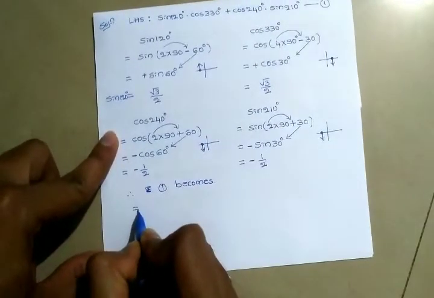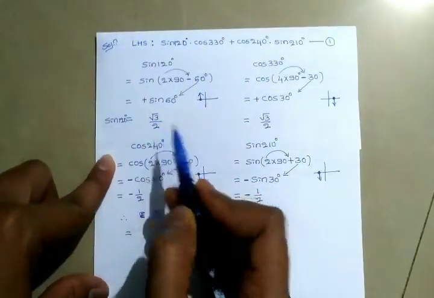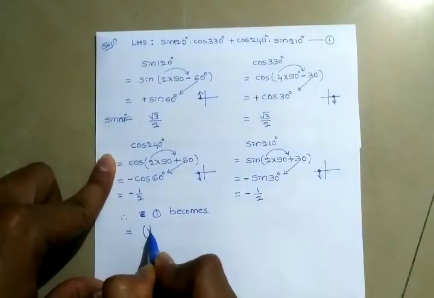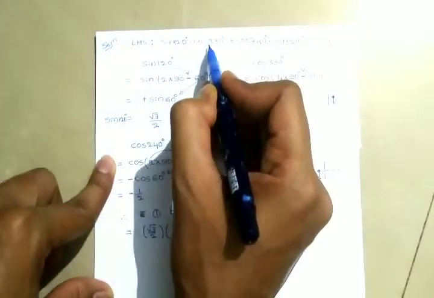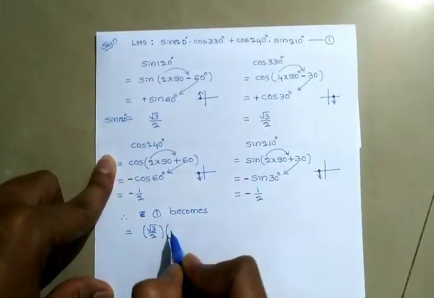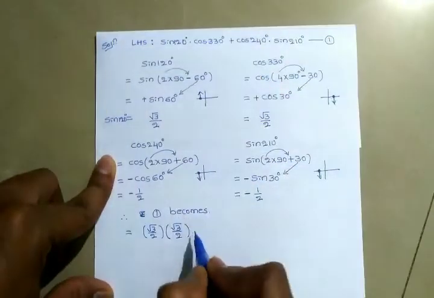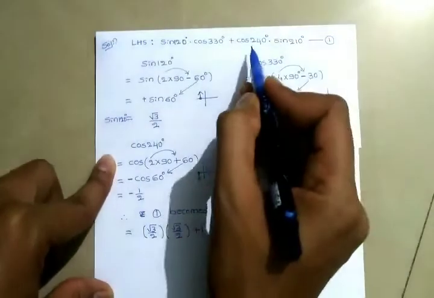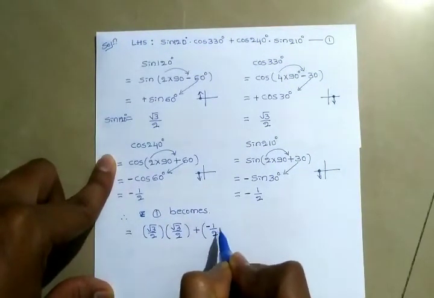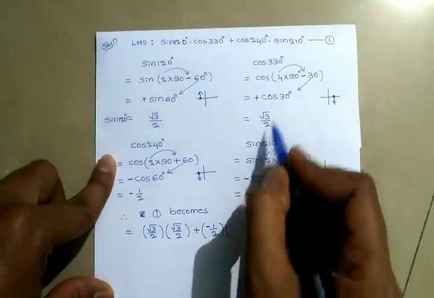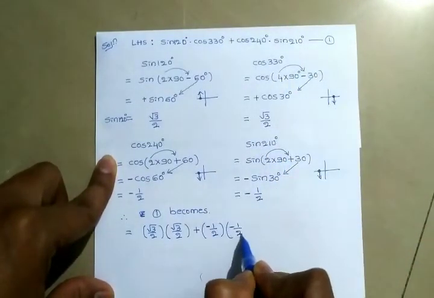so which is equals to, first sine 120 degree is there. You know sine 120 degree is root 3 by 2. So here I am going to mention root 3 divided by 2 into cos 330. Cos 330 is again root 3 divided by 2. Next plus, next cos 240. Cos 240 is minus 1 divided by 2 into sine 210. Sine 210 is minus 1 divided by 2.